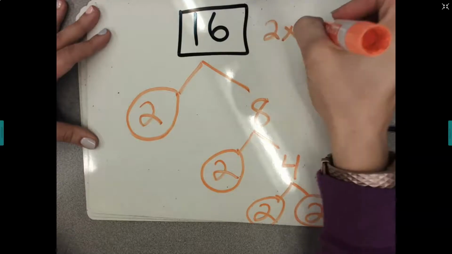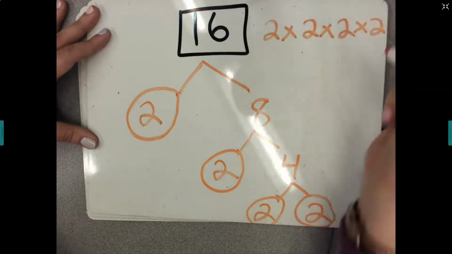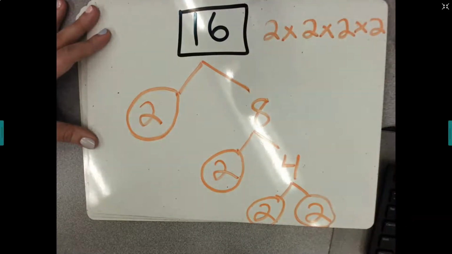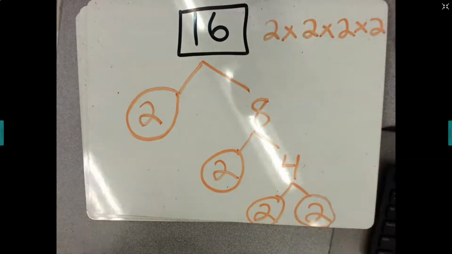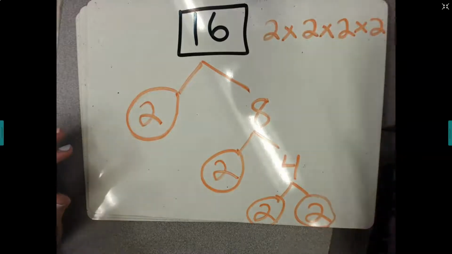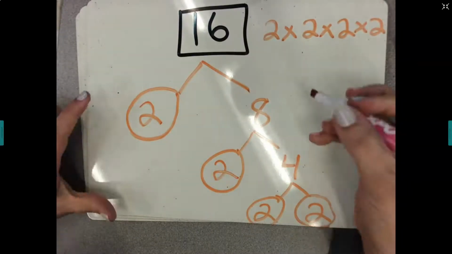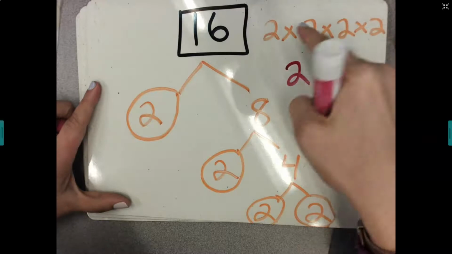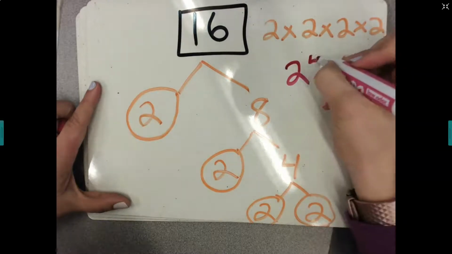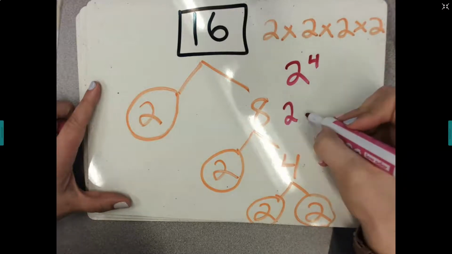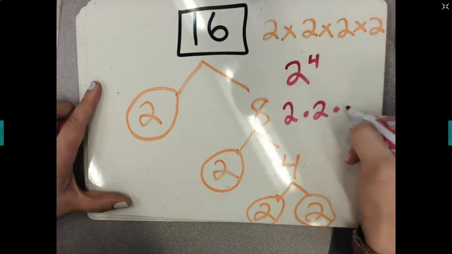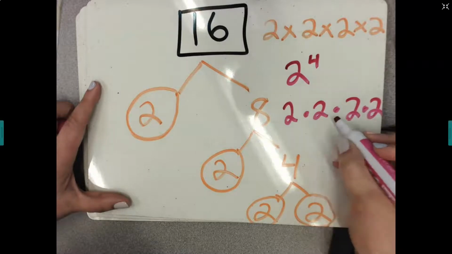So think about that to yourself. Okay, that does equal 16. So you could think about it like this. How we are going to write it, though, is a little bit different. We're going to use our exponent notation. So 2 times 2 times 2 times 2 is 2 to the 4th power. If I write it this way, instead of using an x, I'm going to use a dot.